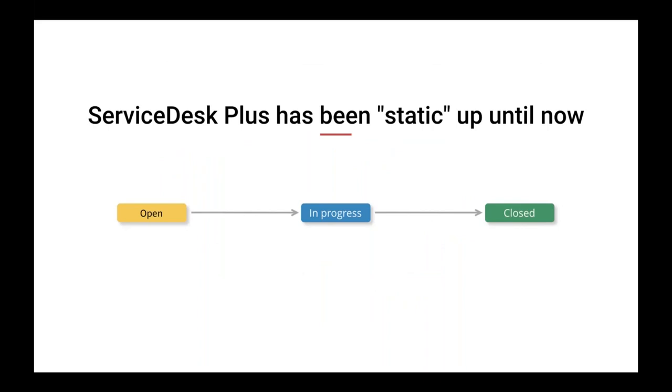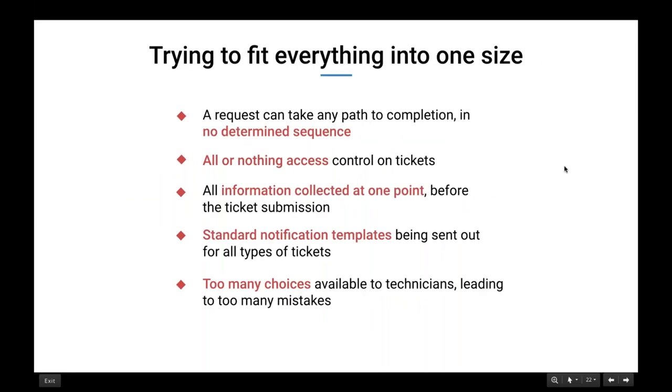So far, ServiceDesk Plus has been static, trying to fit everything into one size. What we were doing so far is having all the statuses available, just showing everything readily to the technician. So what are the complications it comes into? A request can take any path to completion in today's case, which means there is no determined sequence at all. And what am I going to show to my technician at what particular status? Right now I'm just showing all the fields, and there is nothing to control on tickets.